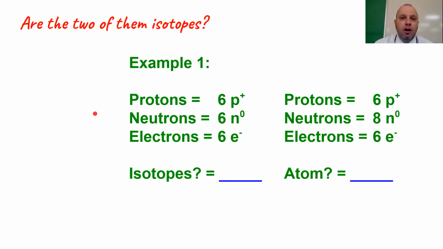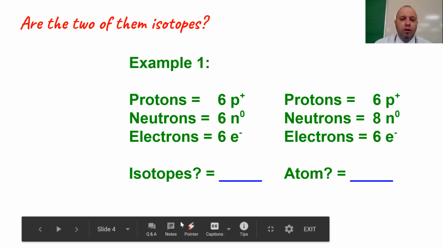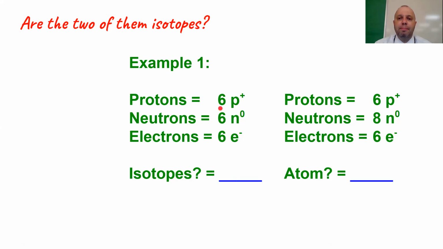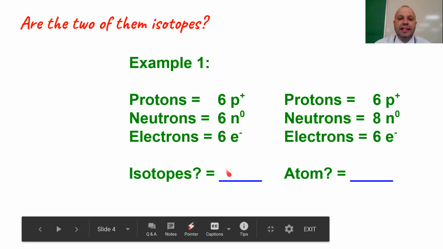So the question is, are the two of them isotopes? So for example number 1, it says that we have 6 protons, 6 neutrons, and 6 electrons. And the answer to the first one is yes, they are both isotopes because they have the same number of protons, that's these numbers, but different numbers of neutrons. So down here, I would write yes. And for the atom, I would write carbon. Carbon is the atom that has 6 protons.